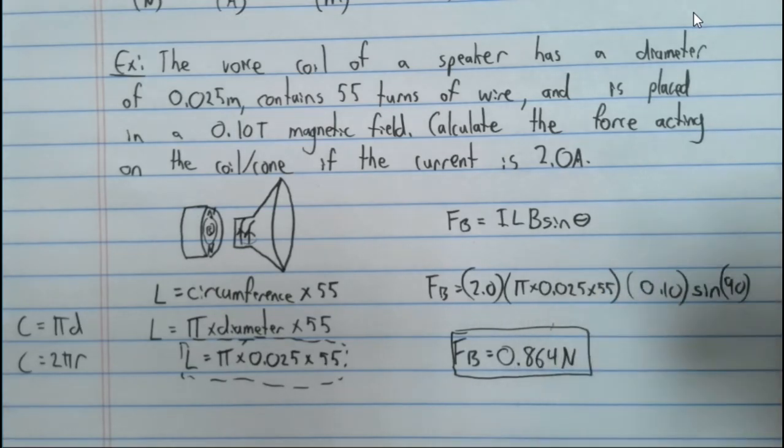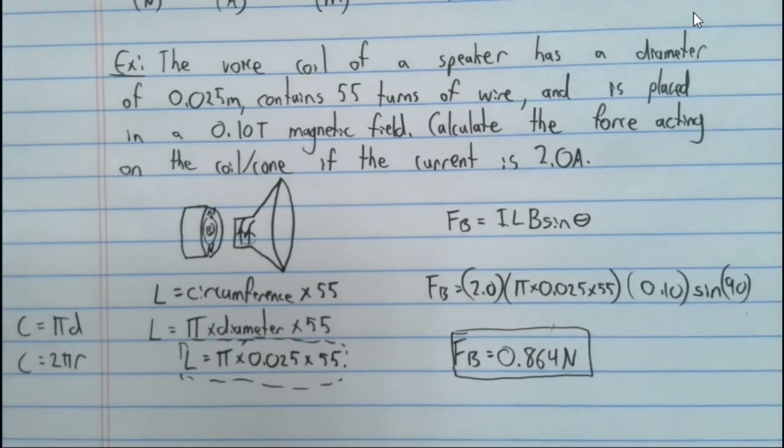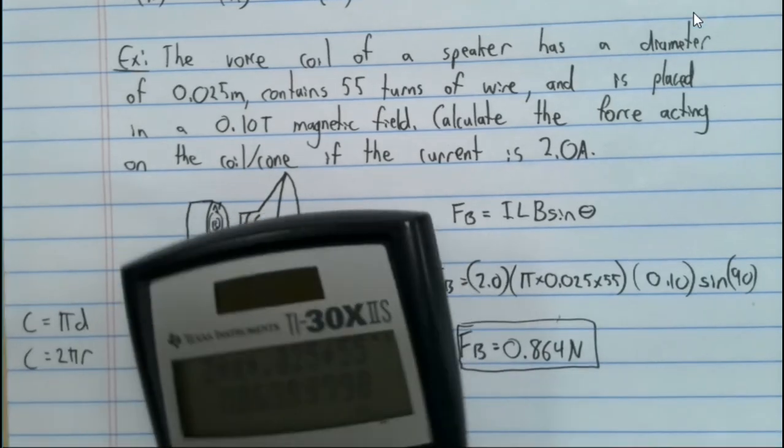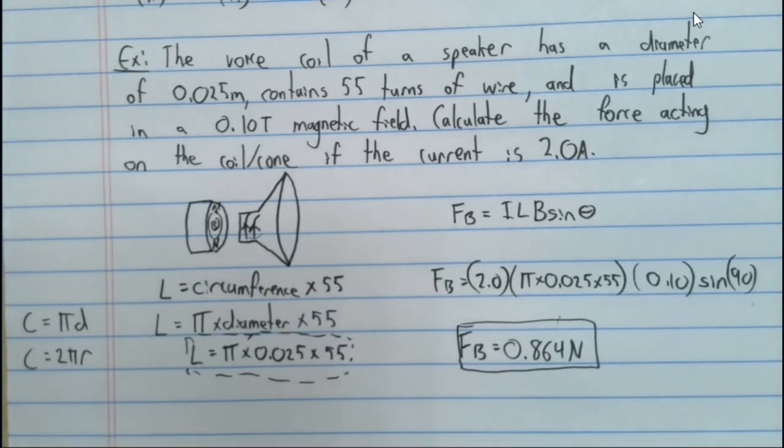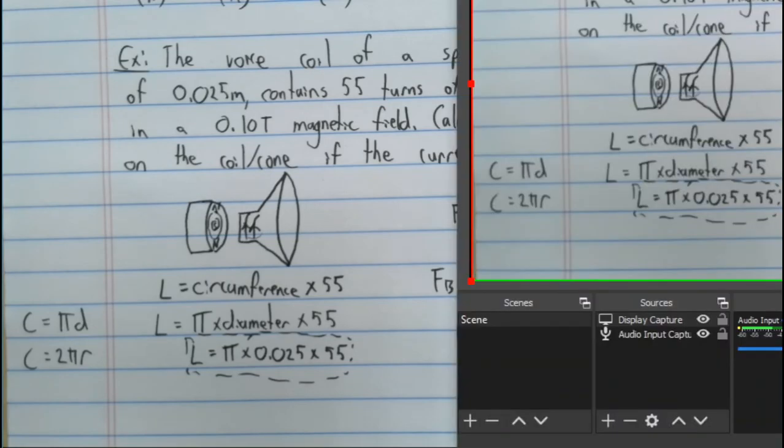0.864 newtons. Make sure your calculator is in degrees. In fact, I did not make sure that my calculator was in degrees, so I'm going to double check. I'm pretty sure I was in radians. 2 times pi times 0.025 times 55 times 0.1 times sine of 90 should get 0.863. I rounded up to 0.864. The unit for all forces is newtons.